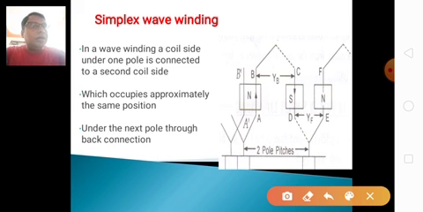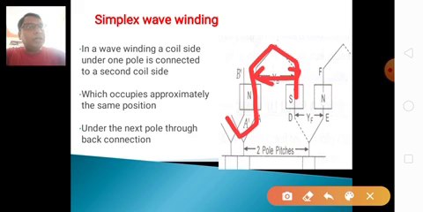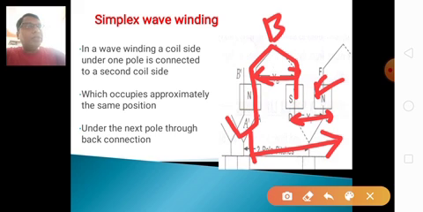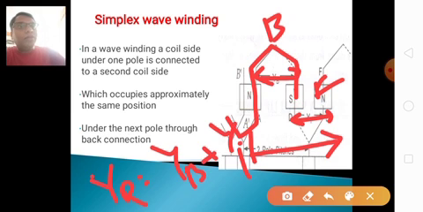In lap winding we have already studied back pitch and front pitch. In a wave winding, this is the back pitch and this is the front pitch, and the resultant pitch is like this. The resultant pitch is yb plus yf, back pitch plus front pitch. In the previous lap winding, the resultant pitch is yb minus yf.